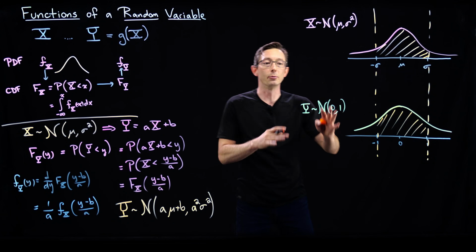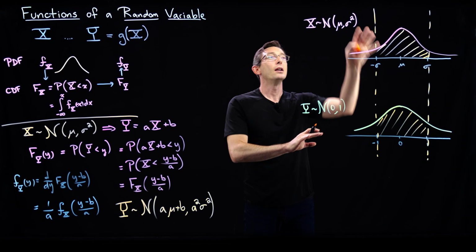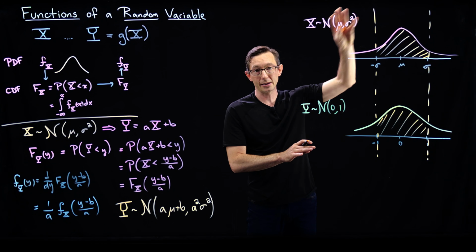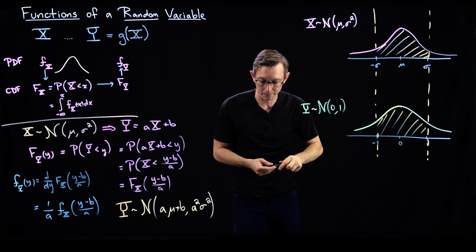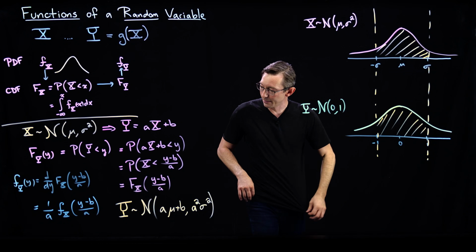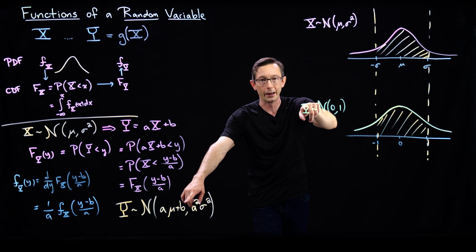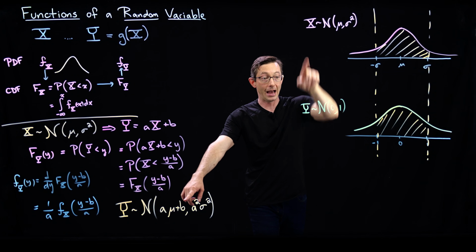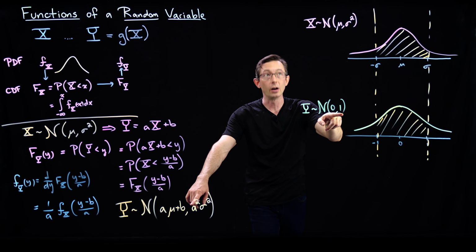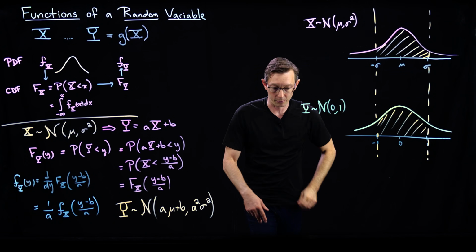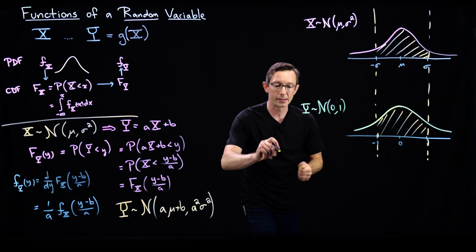Things like that. You can compute probabilities down here easily, and you can then translate those to probabilities up here through this mapping. And the mapping is really simple. It's just how would I build y to have mean 0 and standard deviation 1 if x was this normal distribution.